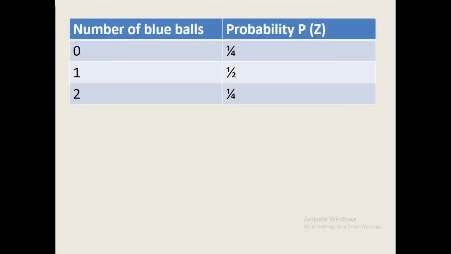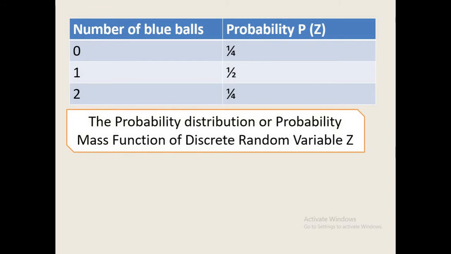So here is the table. On the left side, or the left column, the number of blue balls. In the right column, probability P(z). So in 0 blue balls, the probability is 1 over 4. 1, so the probability is 1 over 2. And 2, that is 1 over 4. That is the probability distribution, or probability mass function of discrete random variable z.